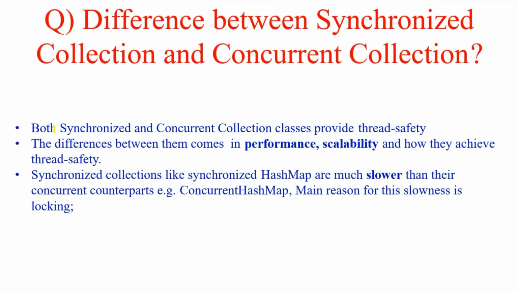Yes, the synchronous and concurrent collections are both thread safe and they both provide thread safety. But the real difference lies in the performance, scalability, and how they actually achieve this thread safety. Fine, I understand that they are thread safe, but how they achieve it is the real difference. So synchronized collections, for example Hashmap, are much slower as compared to their counterpart, that is ConcurrentHashmap. And why is that? So I'll show you.